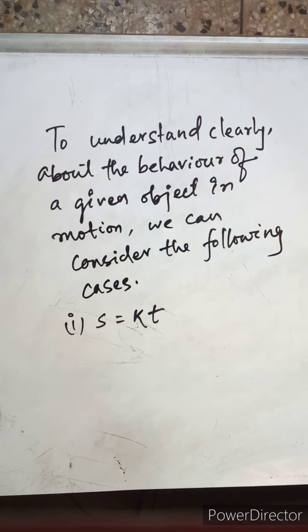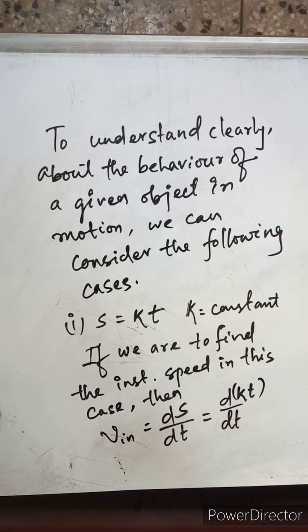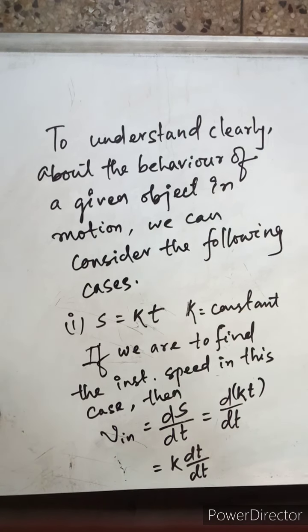So suppose an equation is given as s = k t, where k is a constant, and s is the position or the distance that is related to time, s = k t. Now we have to find the instantaneous speed in this case. Then we just take the derivative, that is, the instantaneous speed is equal to d/dt of s, the position that is given, which is equal to d/dt of k t, since we substitute the value of s given in the equation.